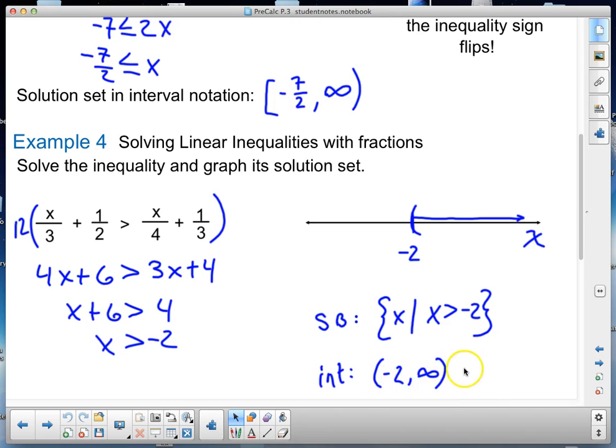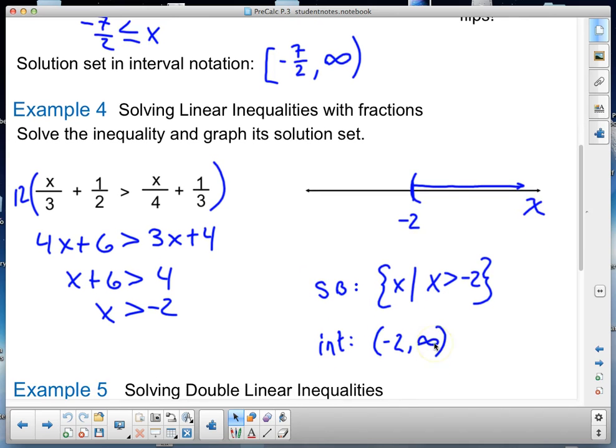Keep in mind as we're going through these things, the more restrictions I have, the more complicated an interval notation answer for my solution is, and the easier it becomes in the set builder.